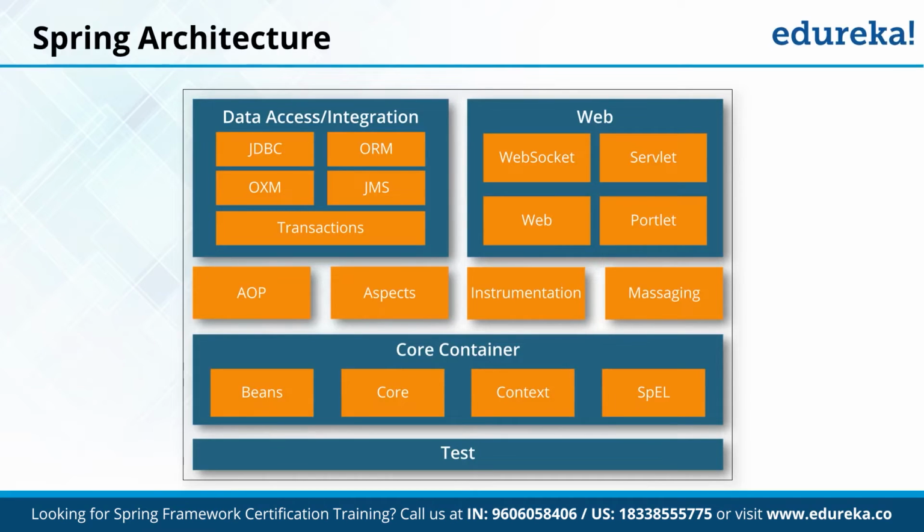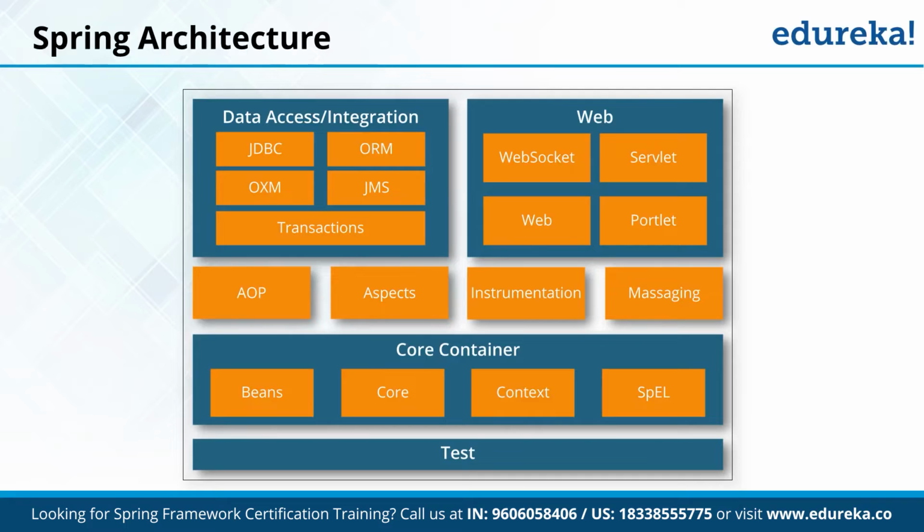Then we got the core container. The core container of the Spring Framework includes beans, core, context, and Spring Expression Language. So this is the major and the main layer of your Spring Framework, right? Here we got inversion of control and dependency injection, which is used in the upper layers evenly, and this forms the core part of your Spring Framework.